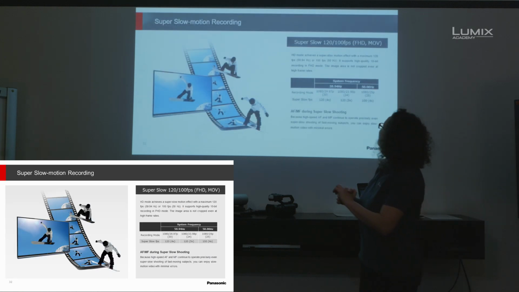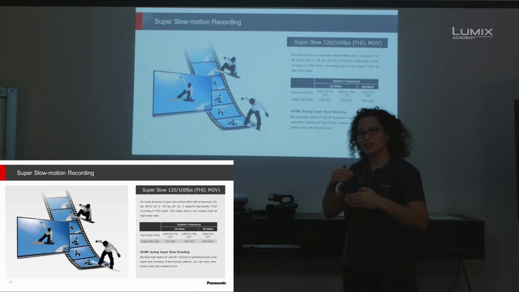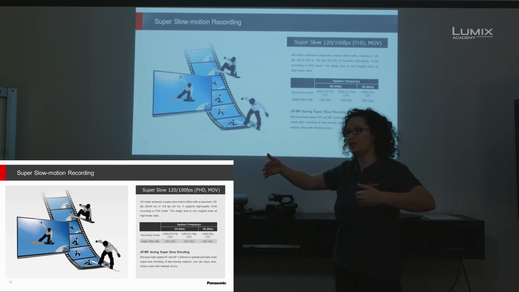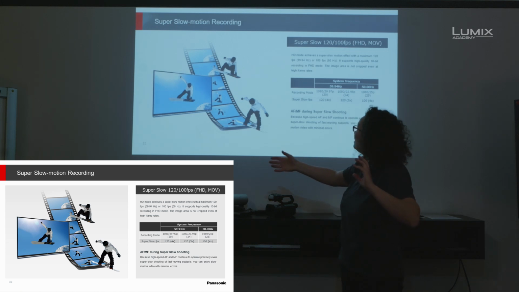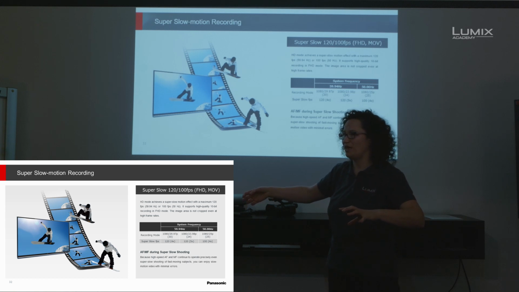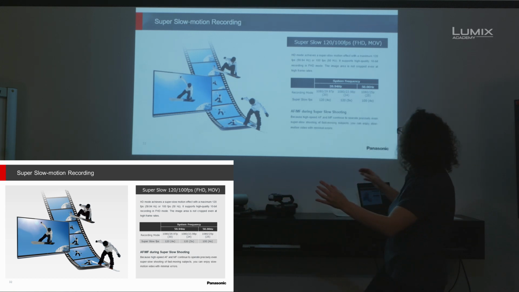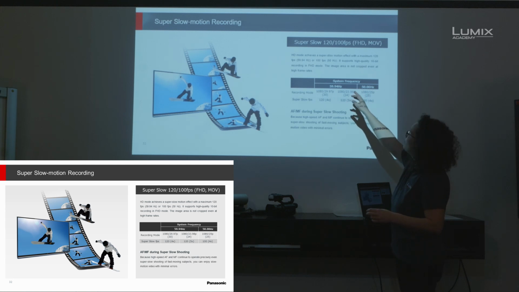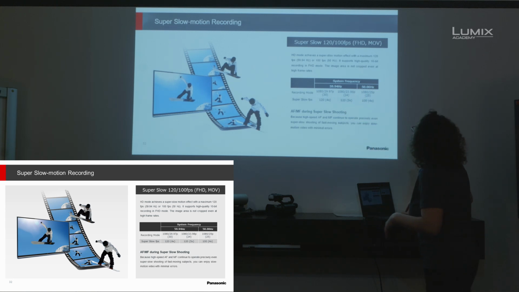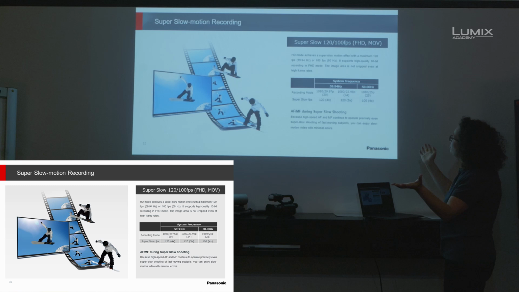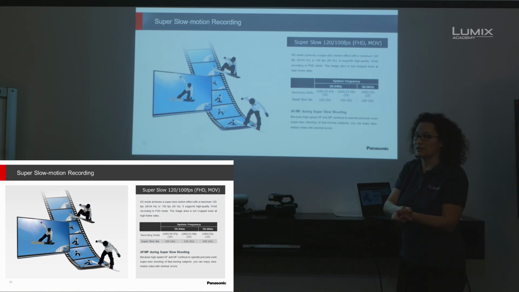Super slow motion recording means that we can record with higher frame rates, so initially more pictures in 1 second, and then we stretch it out. So basically the motion that took place very quickly is then stretched for an increased dramatic effect. We can do it up to 120 frames per second. Yeah, and it operates with autofocus. That's important.